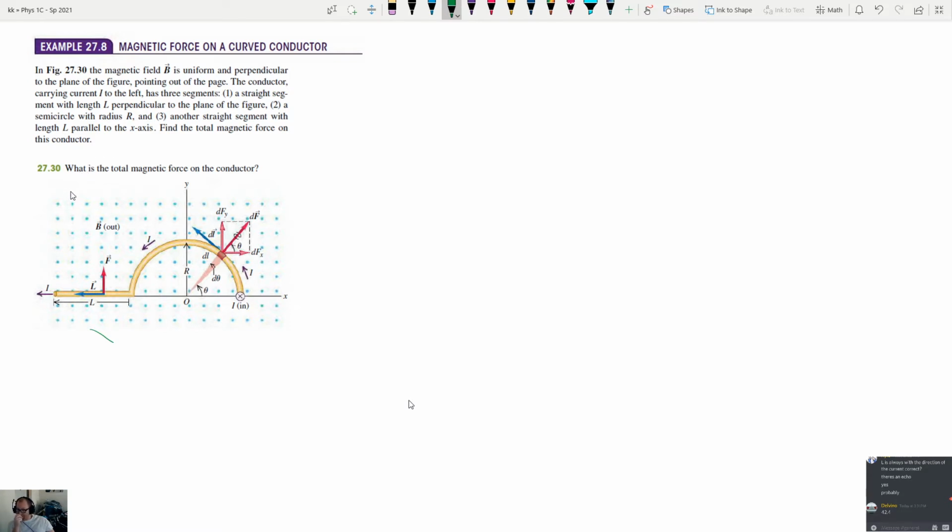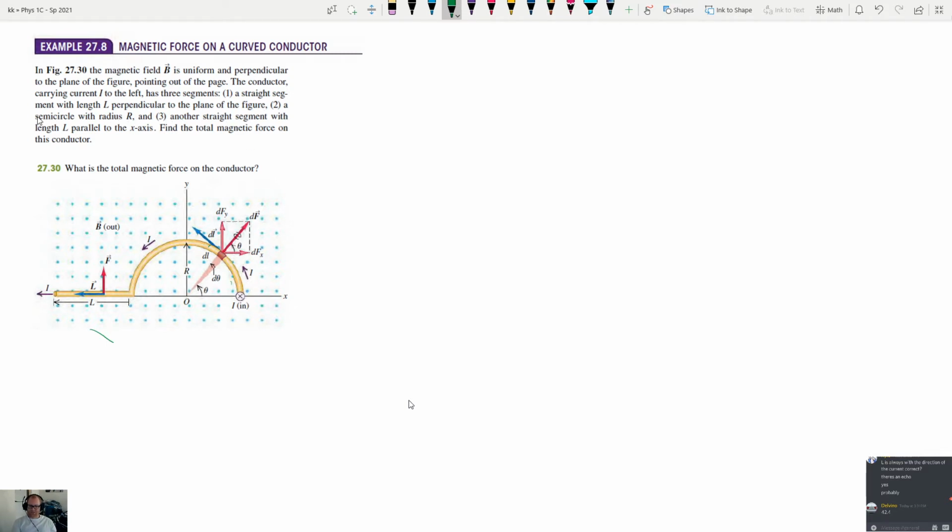It says, in the figure, the magnetic field B is uniform and perpendicular to the plane of the figure, represented by all of these dots right here, pointing out of the page. The conductor carrying a current I to the left has 3 segments. One, a straight segment with length L perpendicular to the page. I don't think we can see that one, right? The current is coming out from here. There's a wire that goes into the page, right where that X is. That's the first segment.